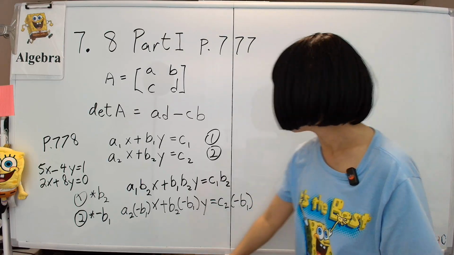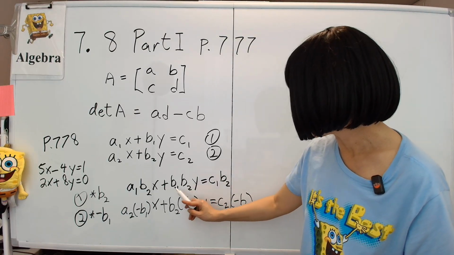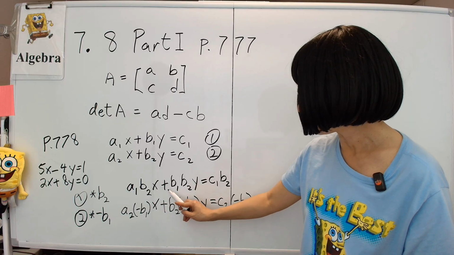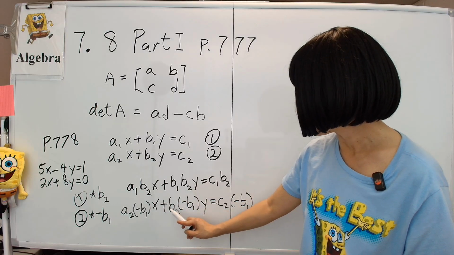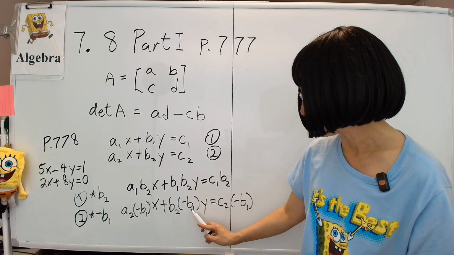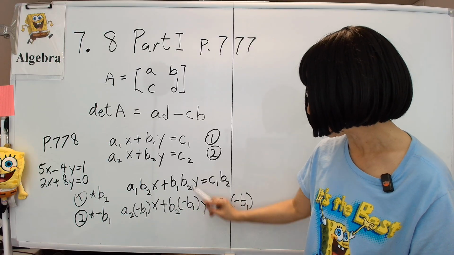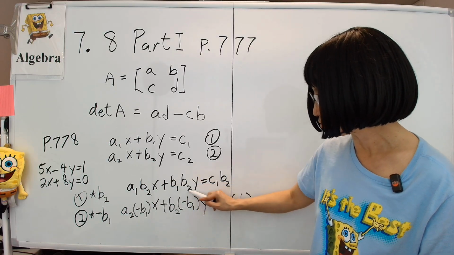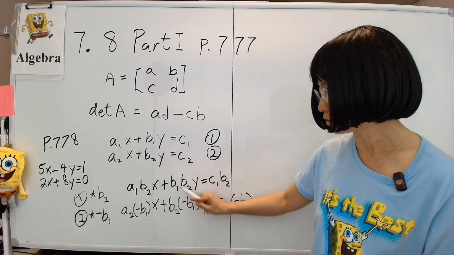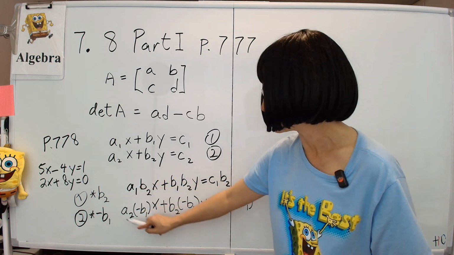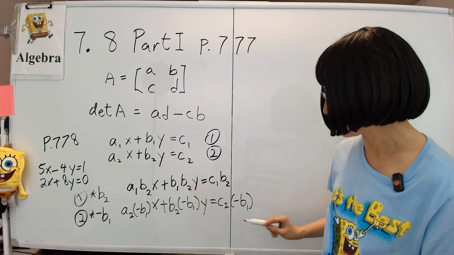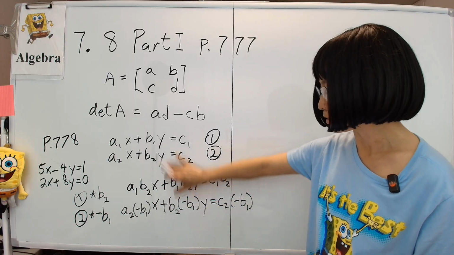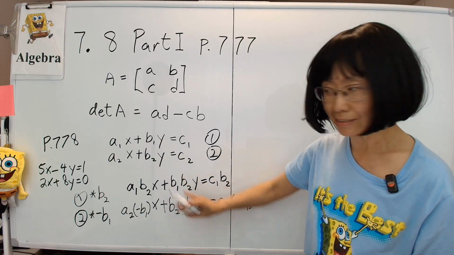Now, what happens when we add them together? You notice this is B1 times B2y plus B1, B2y. This is negative B1, B2y. So when we add the two equations together, these two terms will cancel each other out. So all we have is these things and the things at the end. These things will kill each other.